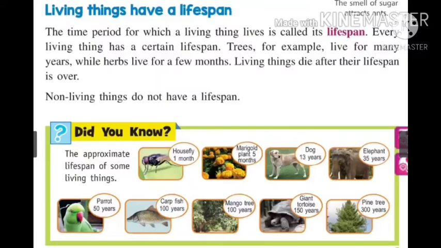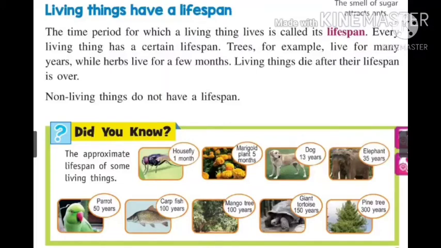So we can see all the living things are born, and one day they die. They are born, they grow, then at the end they die. But non-living things do not have a lifespan. They are not born, and they do not die either. So now if I have the question what is lifespan? Lifespan is the time duration, how long a living thing lives.